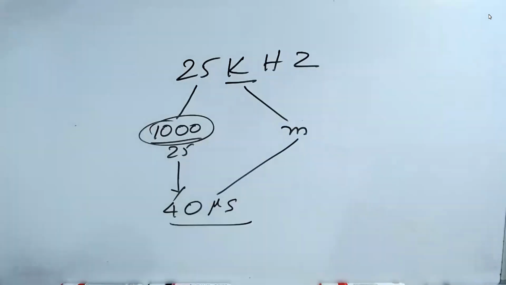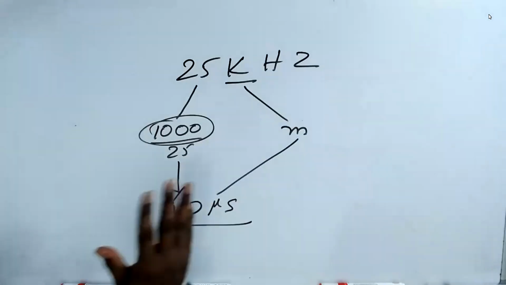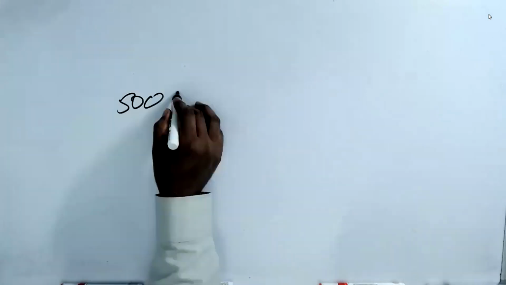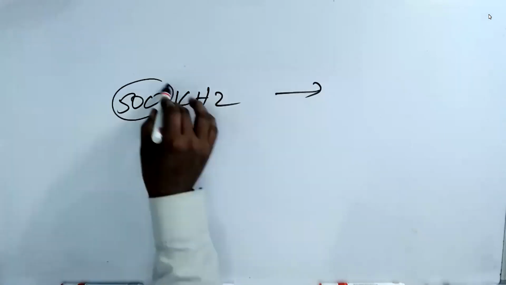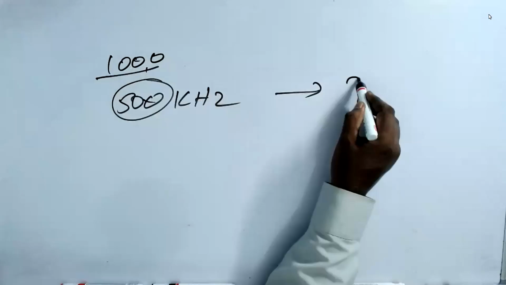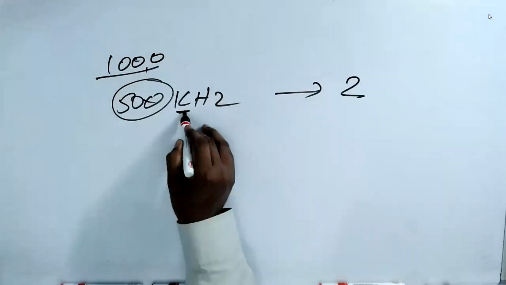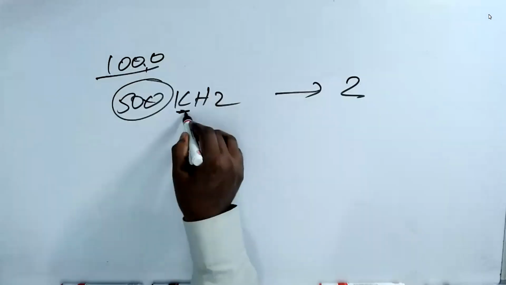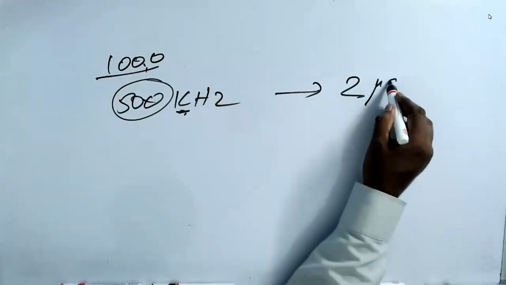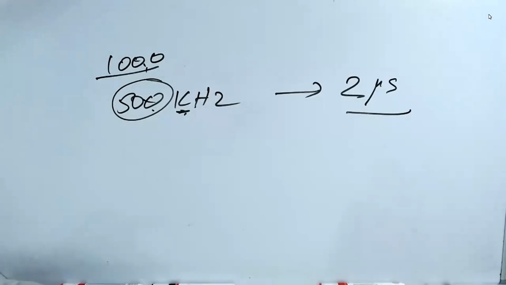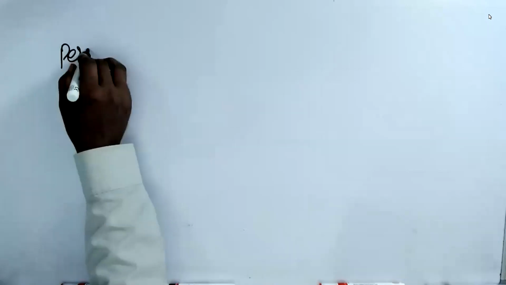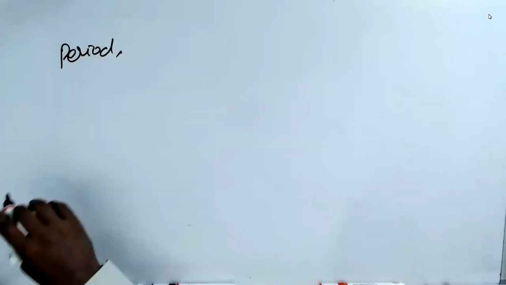By seeing that, if I say 500 kilohertz, how much? 1000 by 500 is 2. And since I put 1000, I have to convert kilo to mega, so microsecond. So 500 kilohertz means 2 microsecond. This is what it is all about: the period, or T, and the relation between period and frequency.